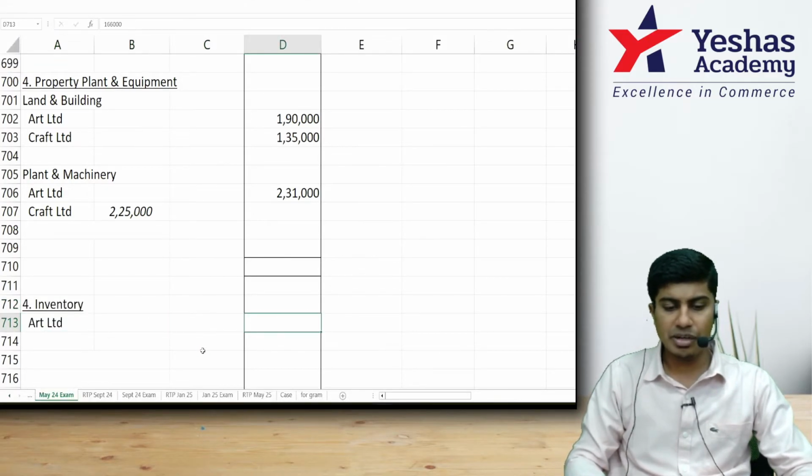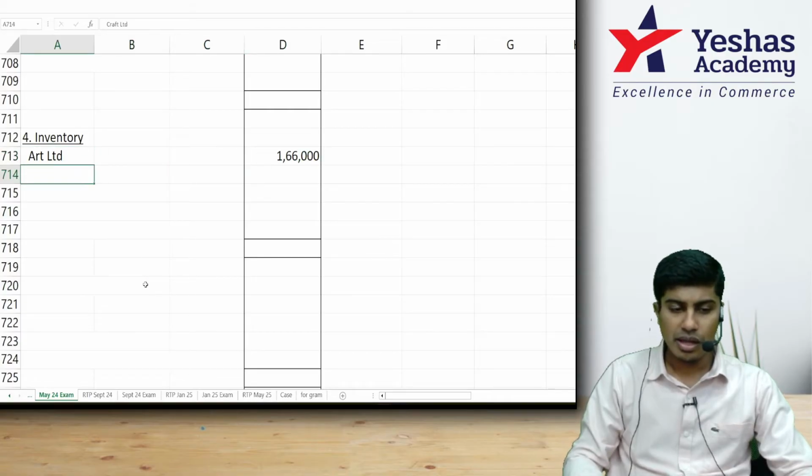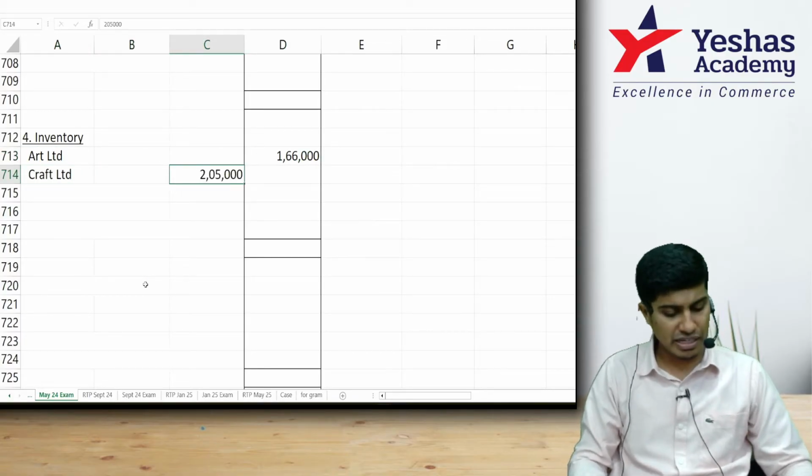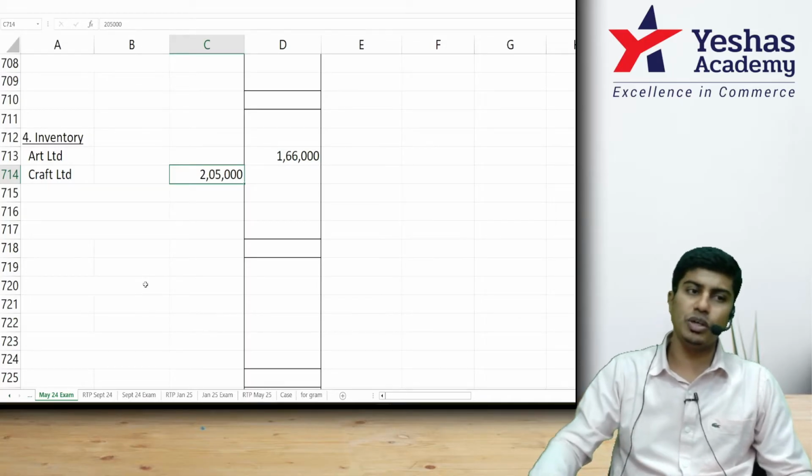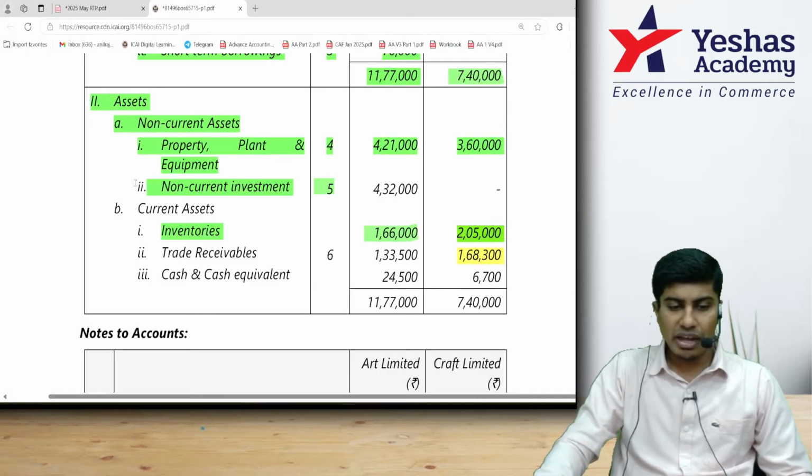I will write Art Limited's inventory 166 in the outer column, Craft Limited's inventory of 2,05,000 in the inner column. Later I will deduct unrealized profit from this and then post it to the outer column. Okay. What do we have next?